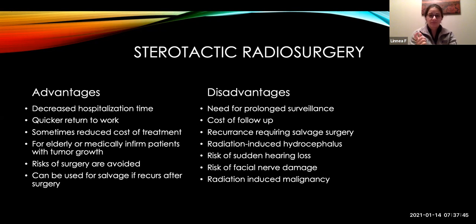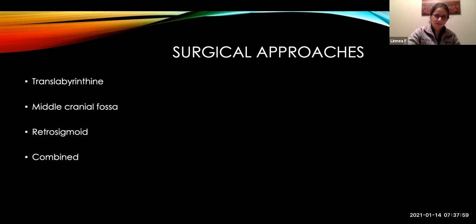You can get symptoms after radiosurgery because of post-radiation swelling. So there's still risk of facial nerve damage. There is risk of sudden hearing loss, and there is risk of radiation-induced hydrocephalus and radiation-induced malignancy. All things to talk about with the patients.